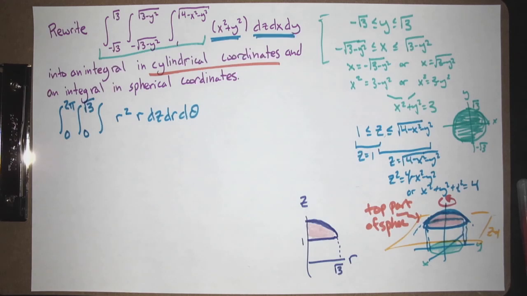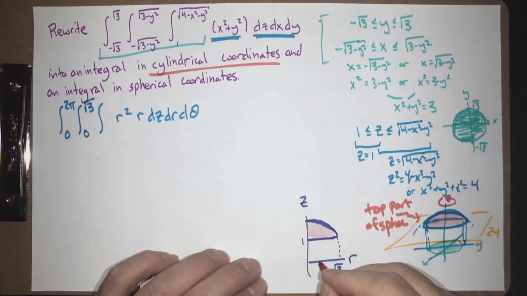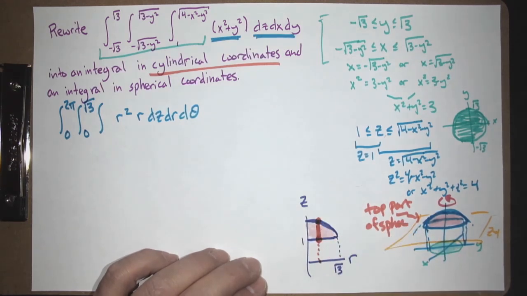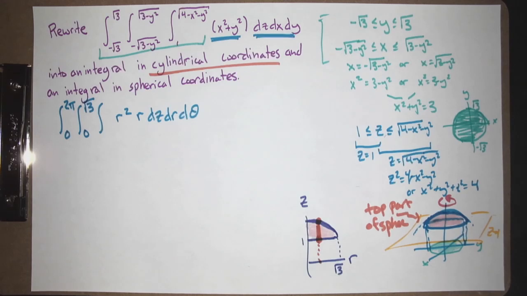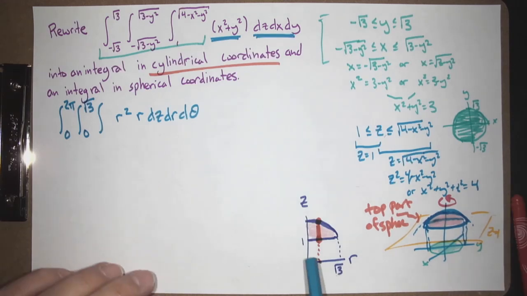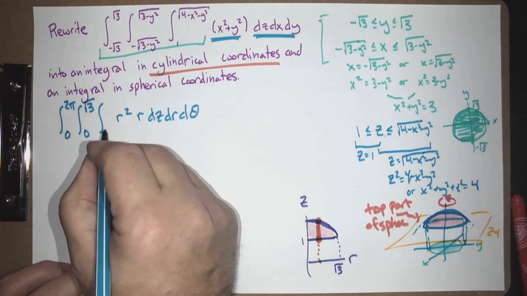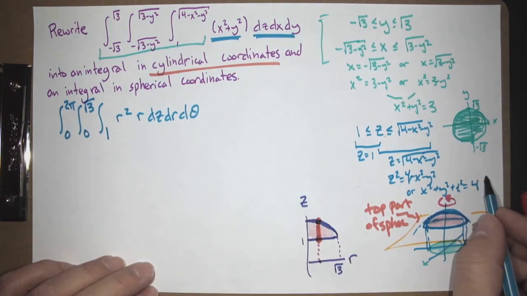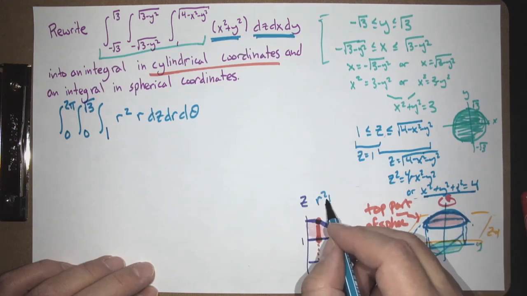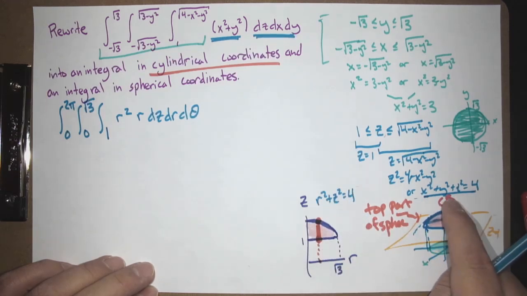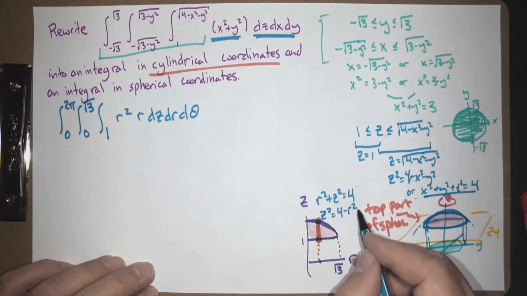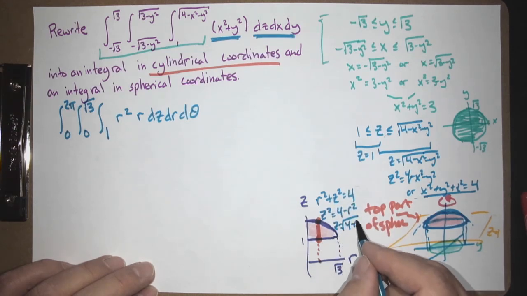What about z? So we're at a particular value for r. What's going to happen is we're going to come up and say, where are we going between? What curves? Well, what's this lower curve? This is z equals 1. What's this upper curve? Well, it becomes r squared plus z squared equals 4. That's the sphere. Solve for z. Z squared is 4 minus r squared. So z is the square root of 4 minus r squared.